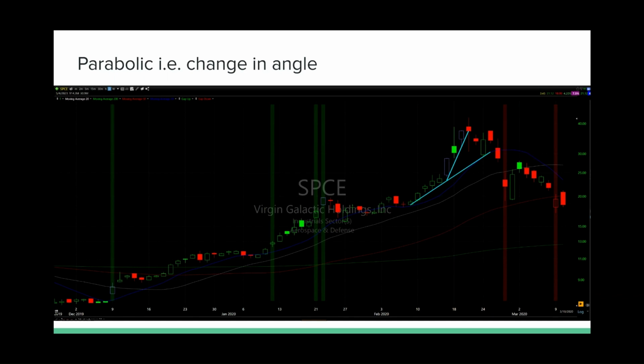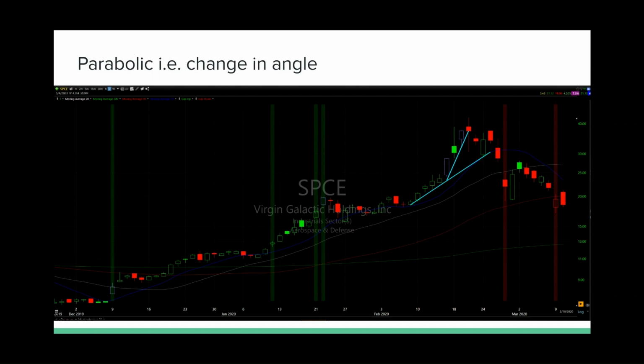So when I see that angle changing and a stock just going wild and parabolic, like here SPCE went from around $25 to $40 in like 3 days, or rather even 2 days, that's not normal. And that's when I would sell the rest of the half of the position. So I would get out completely from the stock. And when a stock goes parabolic, that's usually a very good sign of it topping.